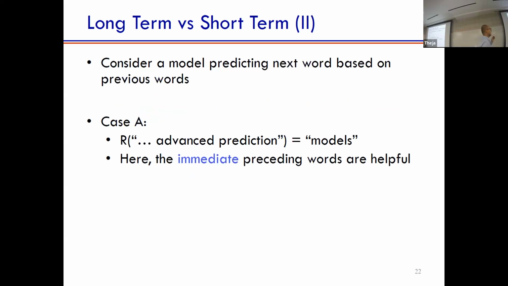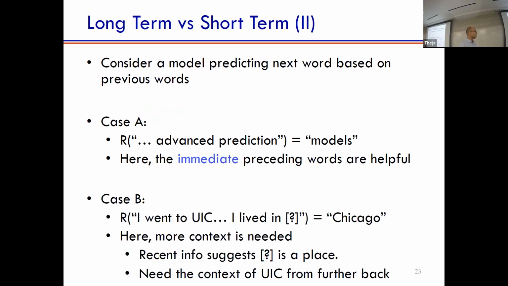For example, if you use the words advanced prediction, maybe you can say models, because only the most recent words are useful. But if you had a huge text sequence where you mention UIC and then later you're trying to predict the word, and it needs to be Chicago, then the indicators of being in Chicago, like UIC or some other information, if they're far away, does it really capture that? That's an experimental observation you need to make.